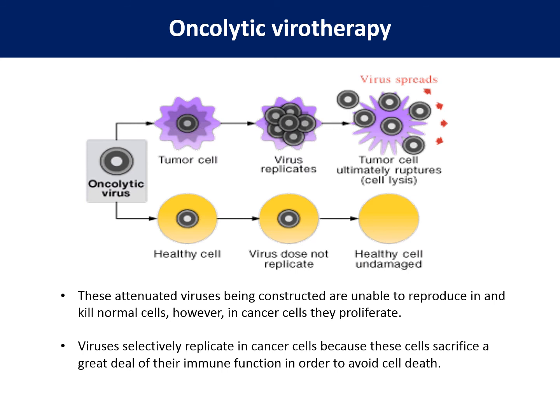So this is just a diagram to see how the oncolytic virus can be designed to only replicate in cancer cells. The virus selectively replicates in cancer cells because these cells sacrifice a great deal of their immune function in order to avoid cell death. So that's all from me, and thank you and good luck for your exam.